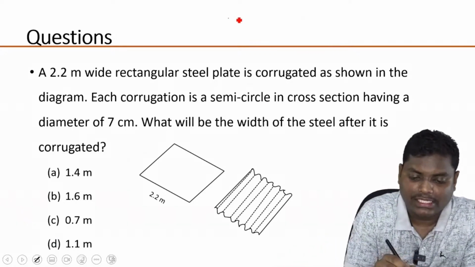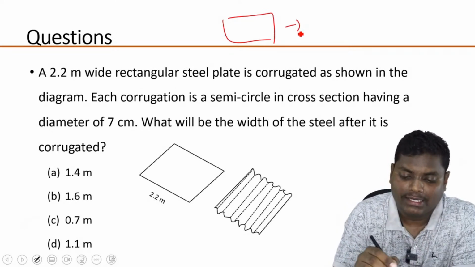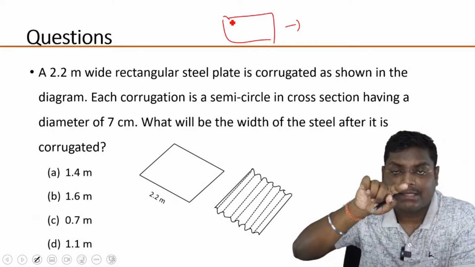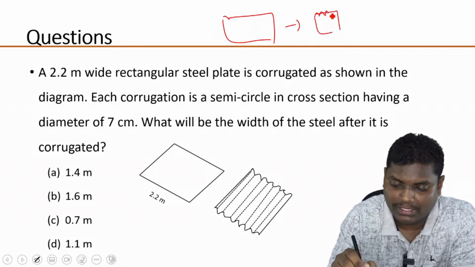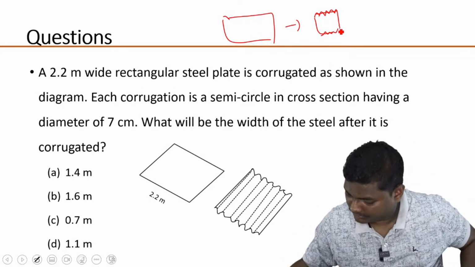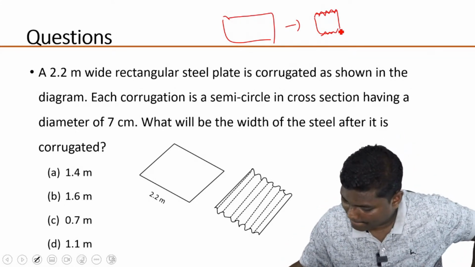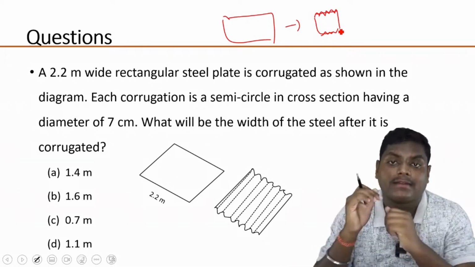So of course you can see that if we have an entire plate here and it is corrugated, we'll be forming semicircles. So the width of the plate with corrugation will be reduced. That width we have to find. Try solving this.